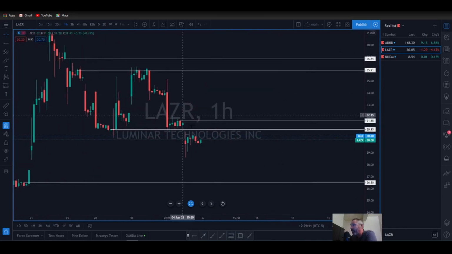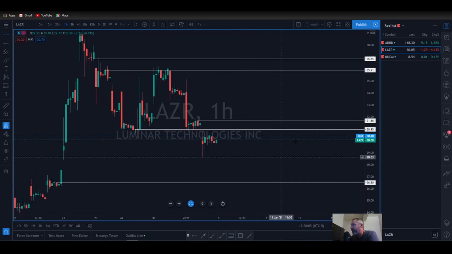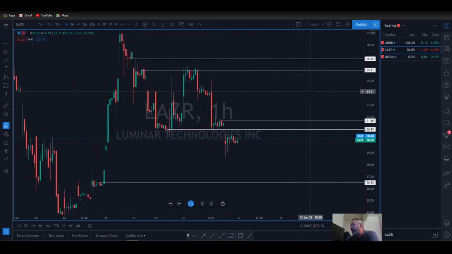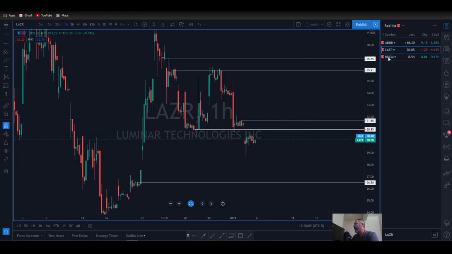So just make sure you're watching hourly closures above those levels. And those levels are right there if you need to pause it and get them. If not, I'll go ahead and tell you again. The bullish case, you need a closure above 31.68 on an hourly time frame basis. Bearish case, you want to see failure at 30.95. On the bearish side, the target is 26.50. On the bullish side, the target is 35.91.